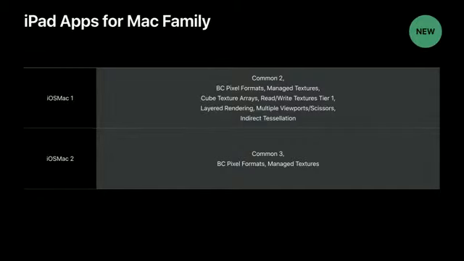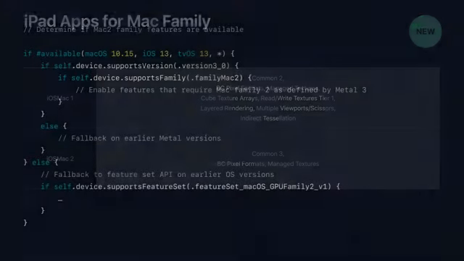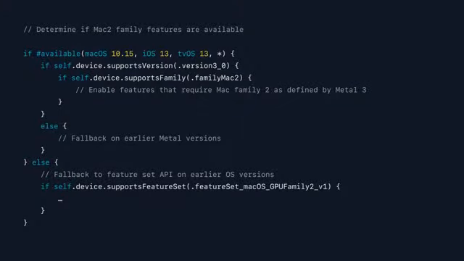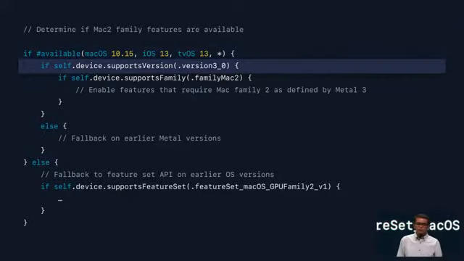Now, let's take a look at how we will use the new Query API in practice. In this example, we will check whether the Mac 2 features are available. We start by checking whether the OS supports the new family API. And if the new family API is available, then we use it to check if Metal 3 features are available. Since Metal 3 is new, you don't need to strictly check for it, but that's a good practice.